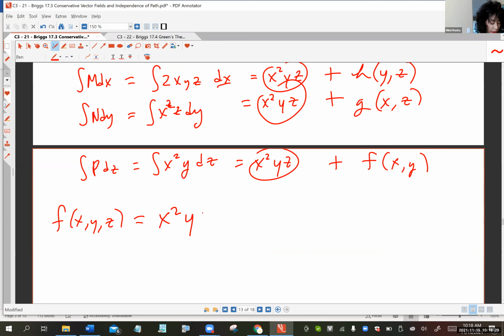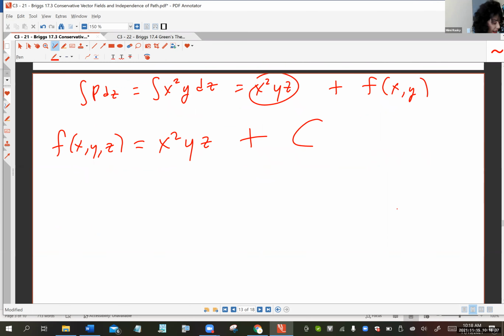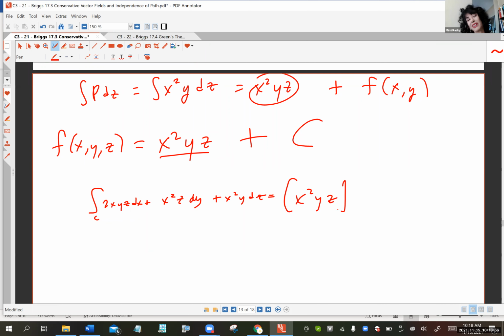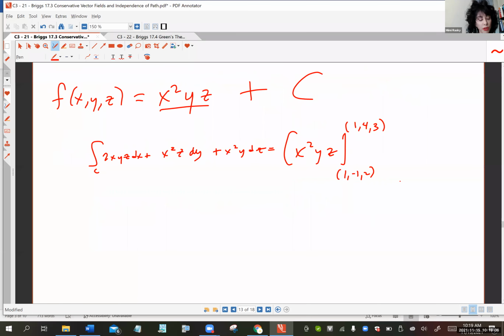So go x squared yz plus a constant. So that's the potential function we get from the fundamental theorem. Now you're ready. So this line integral that they wanted us to do, 2xyz dx plus x squared z dy plus x squared y dz equals our potential function, and you don't need to include the constant because it'll cancel anyway. And then you're going to evaluate this from the beginning point to the ending point. Remember, we don't care about the intermediate stopovers. Just ignore them.